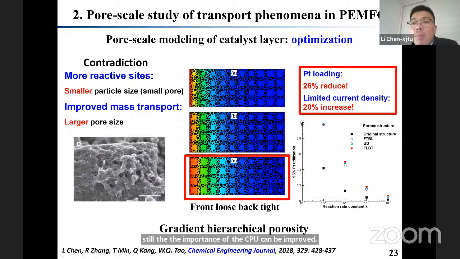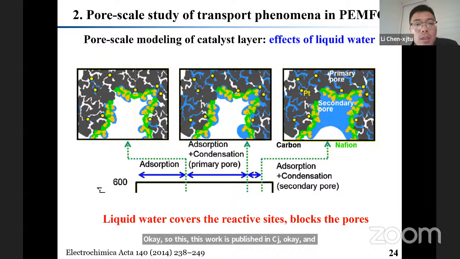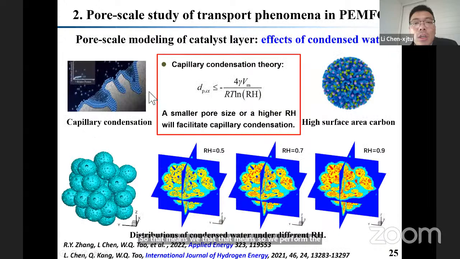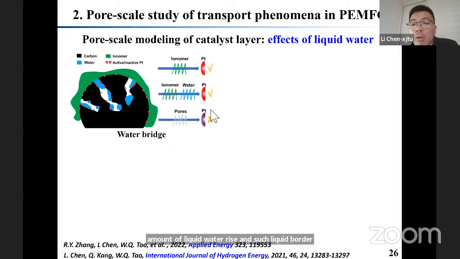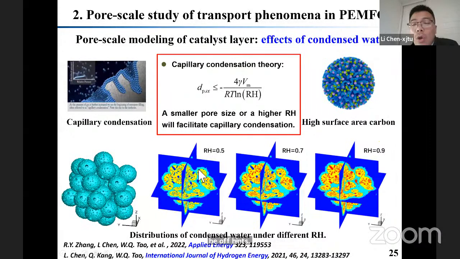And finally, we want to investigate the multi-phase flow inside the catalyst layer. That means we performed a multi-phase flow simulation in the catalyst layer. We developed a pore-scale model considering the condensation of water vapor inside the catalyst layer. You can find the liquid water distributions in the catalyst layer at different relative humidity. As the RH increases, the amount of liquid water rises, and on the one hand, such liquid water will hinder the transport of oxygen, because liquid water fills the pores, so the pathway for oxygen is blocked.